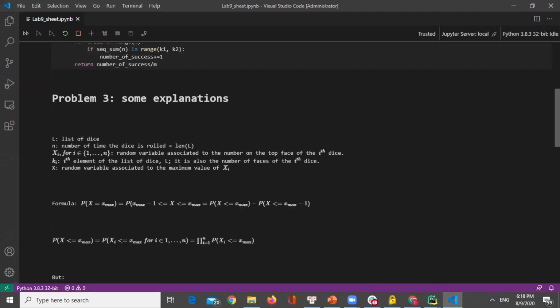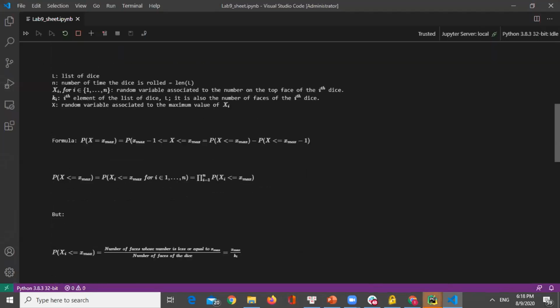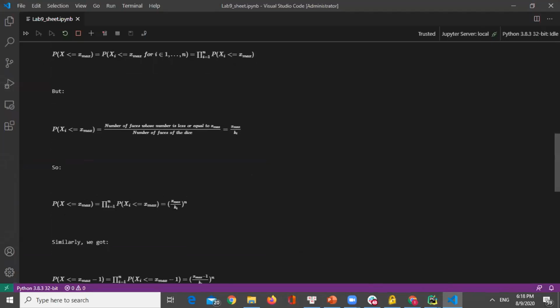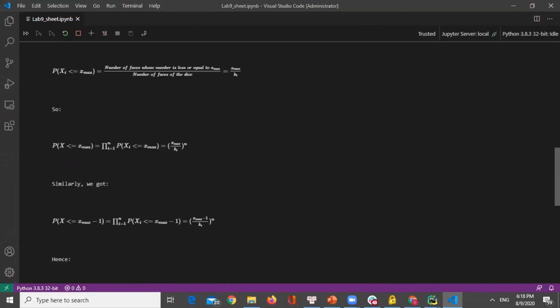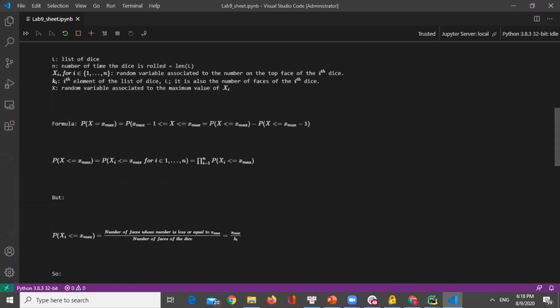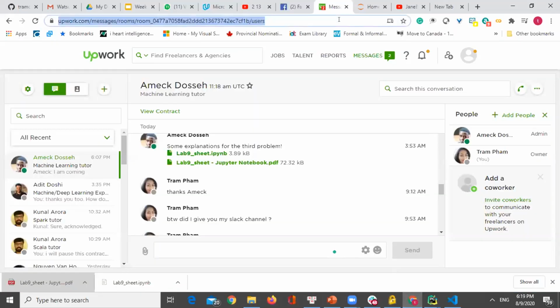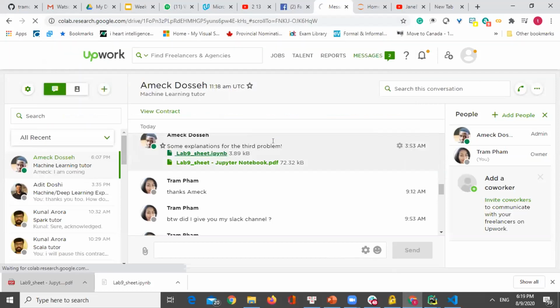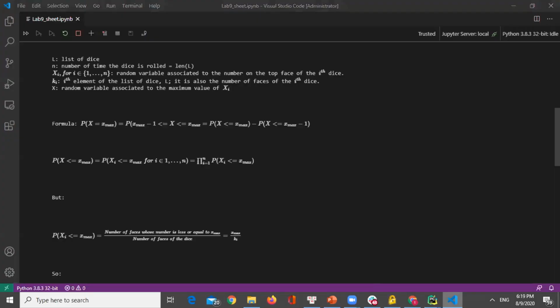Okay, list of dice. And the original notebook. Yes, this is the notebook that you sent me, I think. Oh yes, the original notebook lab. So it should be this. Okay, let me take a look at this.